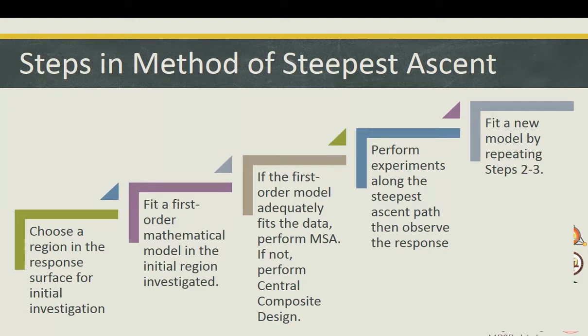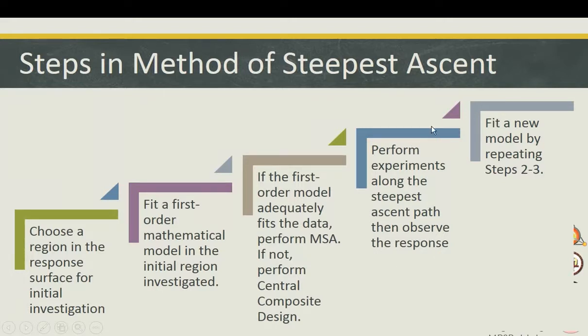So let's just recall our last lesson. We did RSM, and specifically the method of Steepest Ascent. First, we did step one, which was to choose a region for initial investigation. Then we fitted a first order mathematical model. Then we investigated the model and checked for lack of fit, and if the model adequately fitted the data, then we can perform the method of steepest ascent.